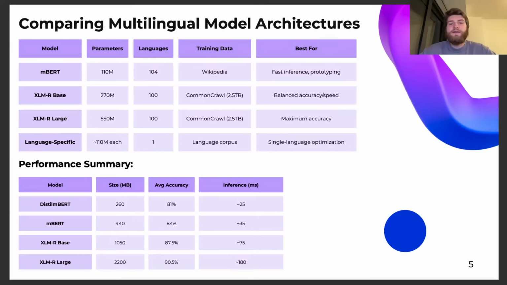Let's do a detailed comparison of the models you're likely to consider. Starting with mBERT, it was released in 2018. It's multilingual BERT, has 110 million parameters and supports 104 languages. It was trained on Wikipedia data, and its key characteristics are smaller size, which means faster inference at around 30 to 50 milliseconds.